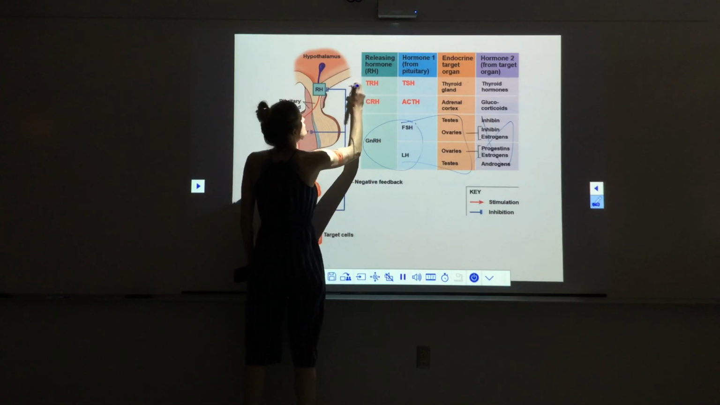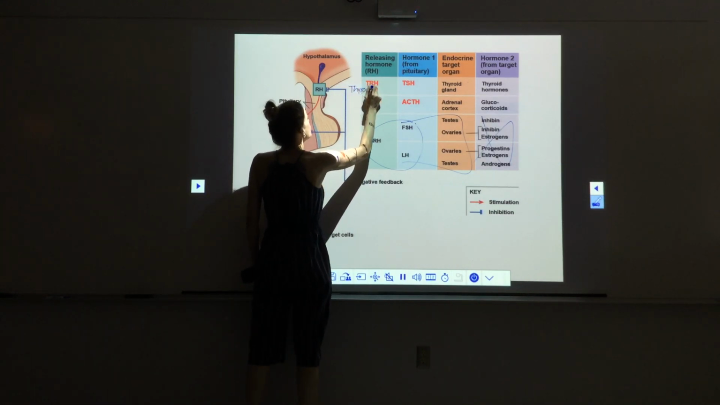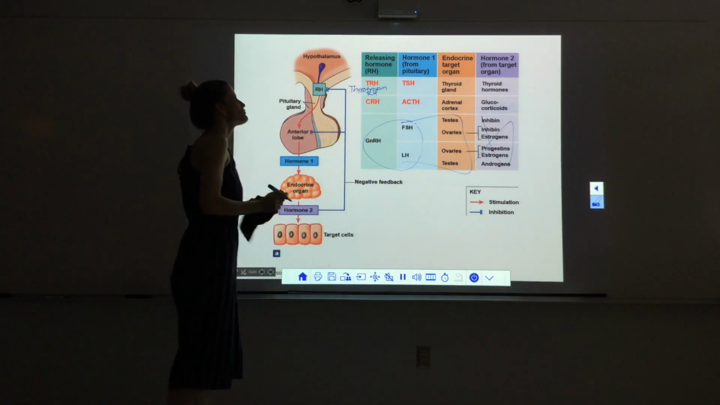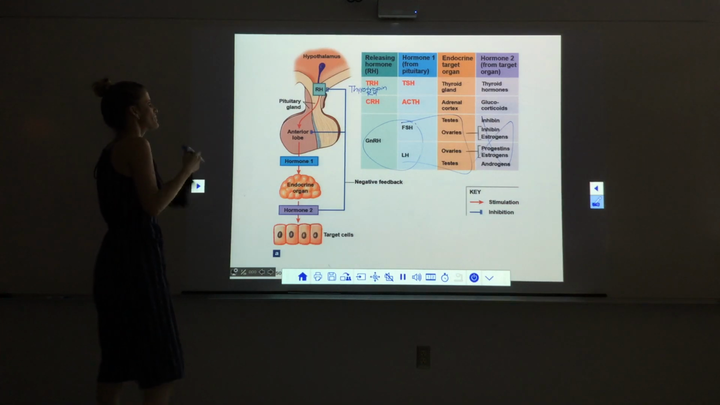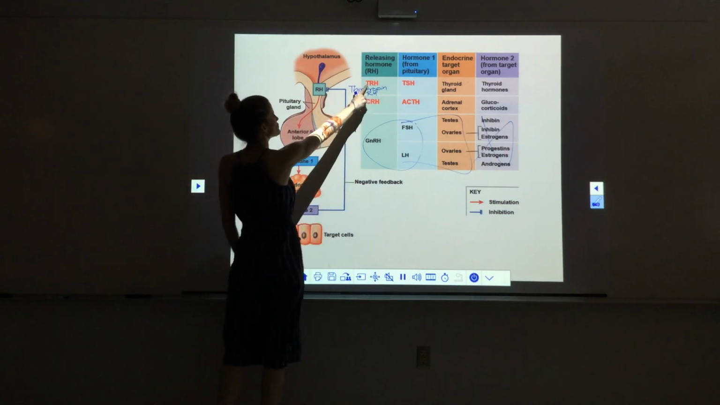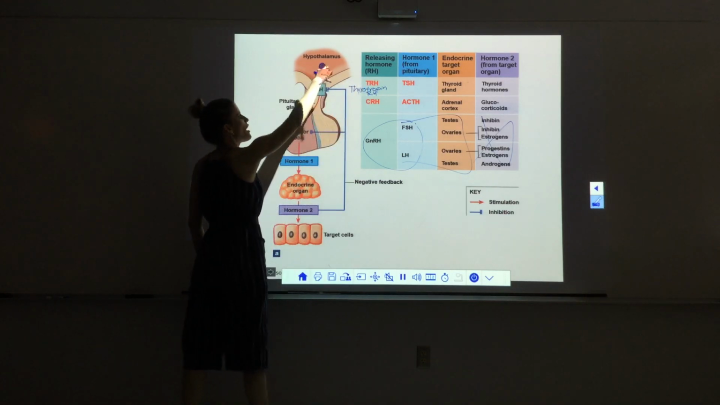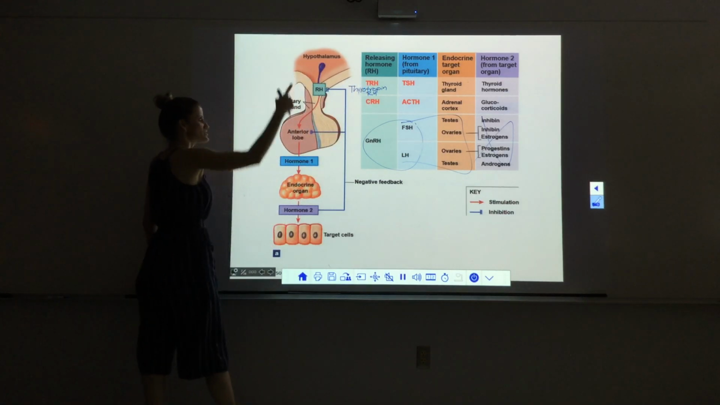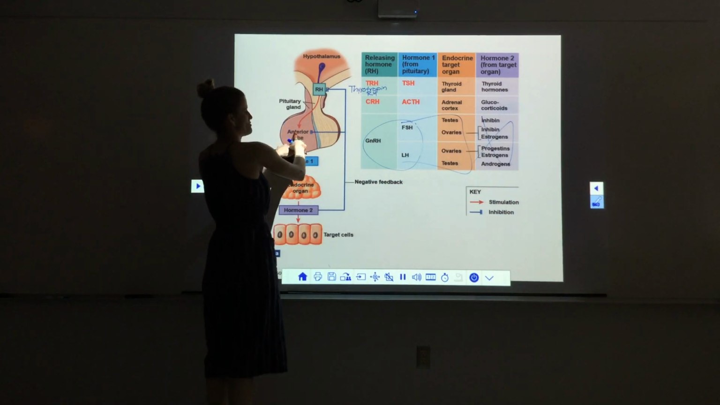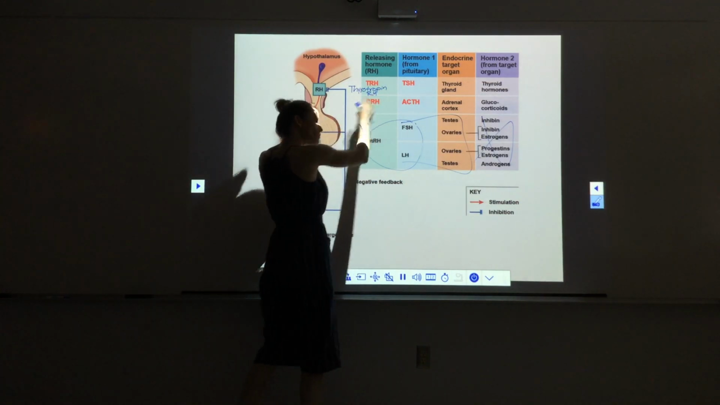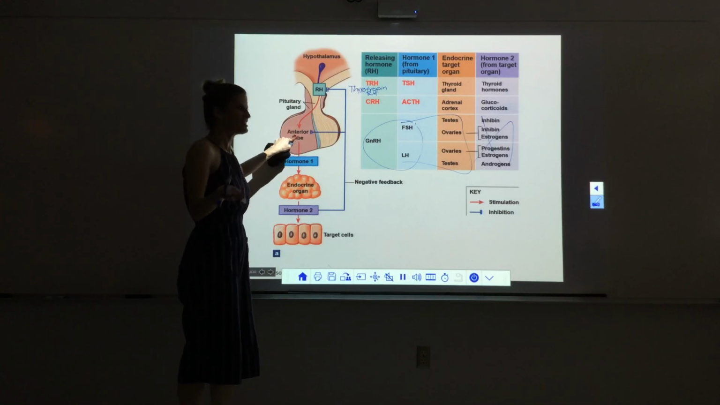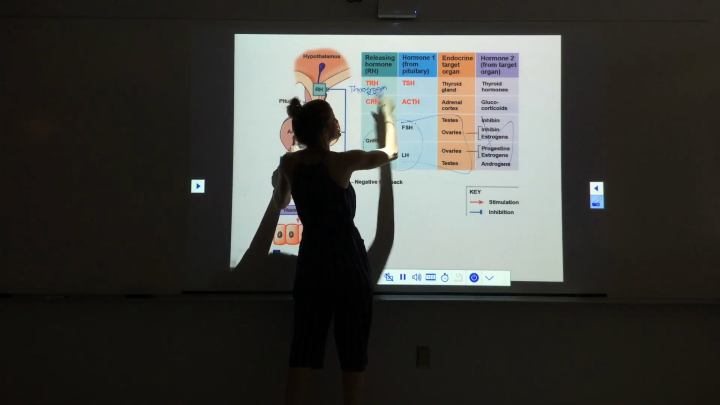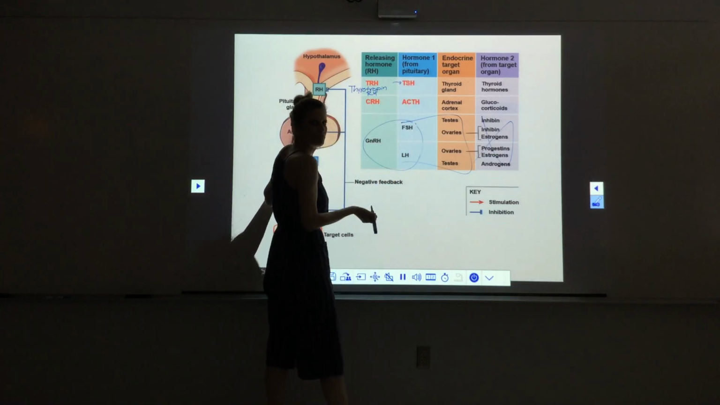TRH is thyrotropin-releasing hormone. RH is releasing hormone. This is telling us that thyrotropin-releasing hormone comes from the hypothalamus and travels down to the anterior pituitary. And it's a releasing hormone, so do you think it causes the release of something or it stops the release? It causes the release of something. It causes the release of TSH.